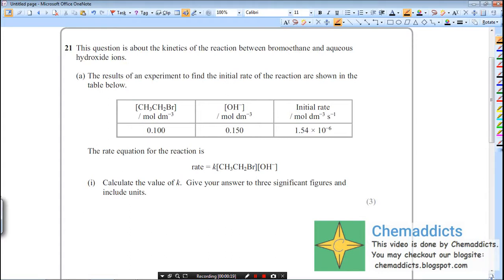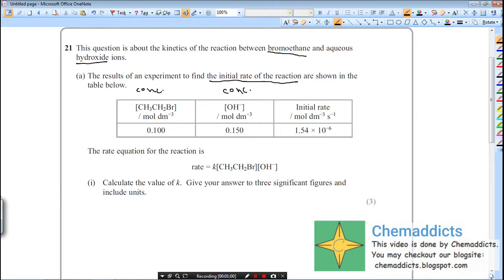The question says, today we're going to solve this question. This question is about the kinetics of the reaction between bromoethene and aqueous hydroxide ions. The results of an experiment to find the initial rate of the reaction are shown in the table below. This is the concentration of bromoethene, this is the concentration of hydroxide, and this is the initial rate.